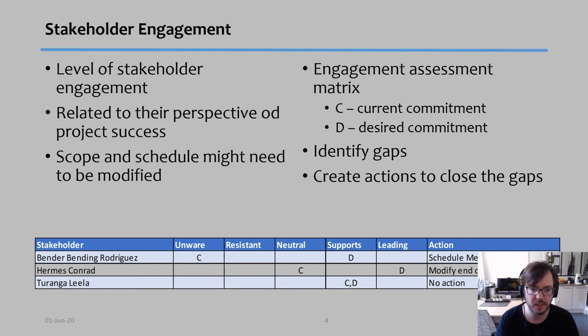So for example, Bender right now is unaware. I want him to be supportive. Probably I'm not going to be able to make him jump all the way to support in one go. But what would be the first action? For example, to schedule a meeting to inform Bender about what my project is about.